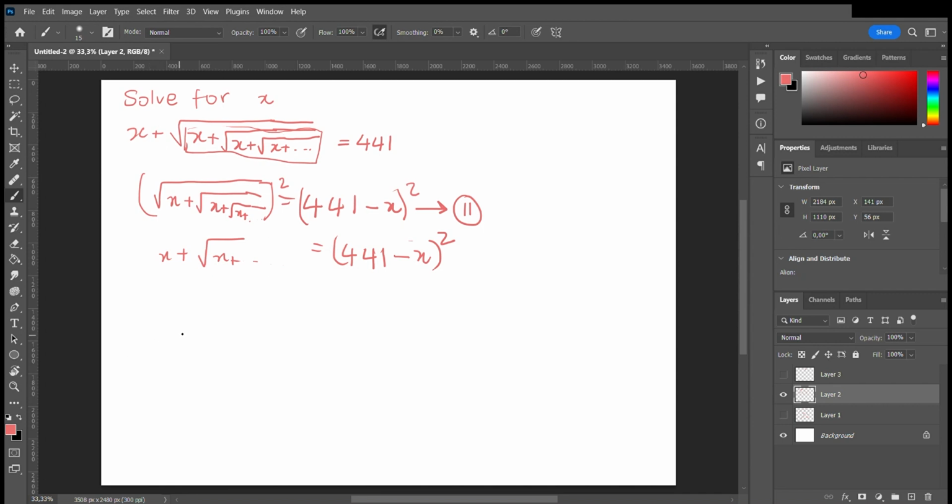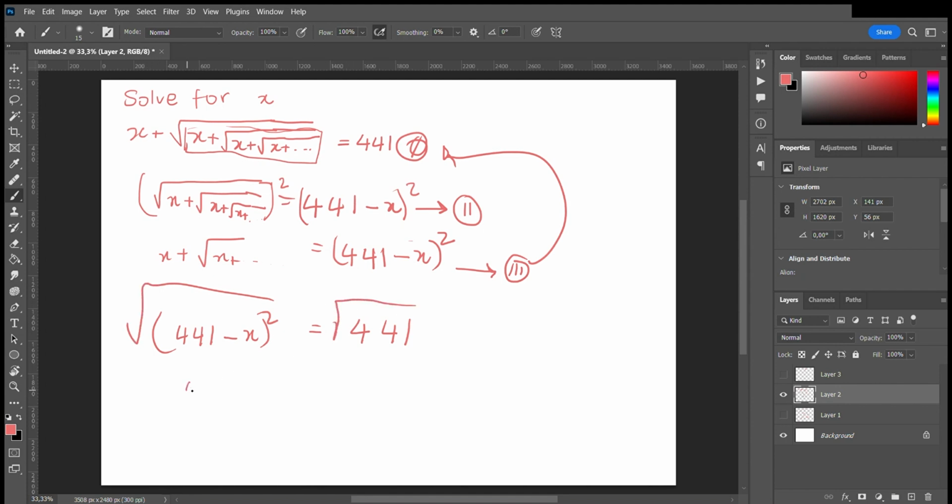So that means that 441 minus x all squared would equal 441. So you're taking equation number 3 and subbing it into equation number 1. And then for this, I think you can use a calculator. I'm not really good with squares. You can use a calculator, right? Yeah.